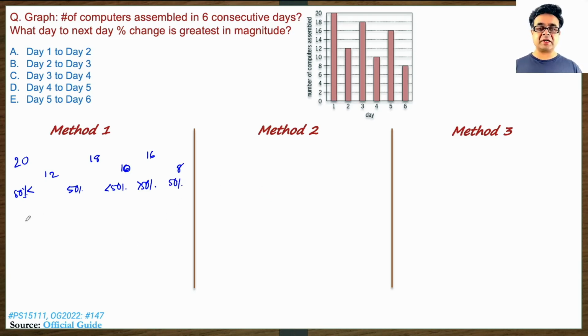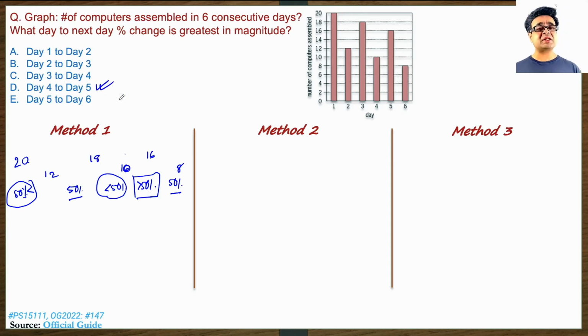At this point I can clearly see that this is less than 50%, this is 50%, this is less than 50%. Only this one is greater than 50%, 10 to 16. So day 1, 2, 3, 4, 5. Day 4 to day 5 is when I would have the biggest change, and that is going to be my answer.